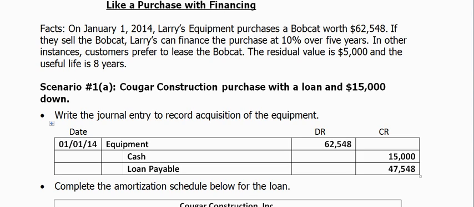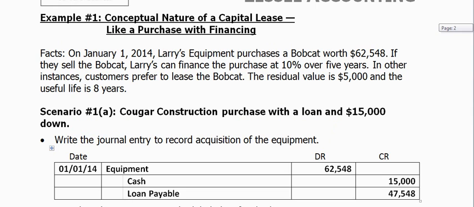Alright, this is an ACCT302 lessee lecture, so you have to get your lessee lecture notes and follow along. The first examples, 1A, B, C, are the conceptual nature of a capital lease, and it's just like a purchase with financing. We're going to scoot through these, but they'll help you get the idea of a lease transaction and also show what's motivating capital lease accounting under U.S. GAAP.